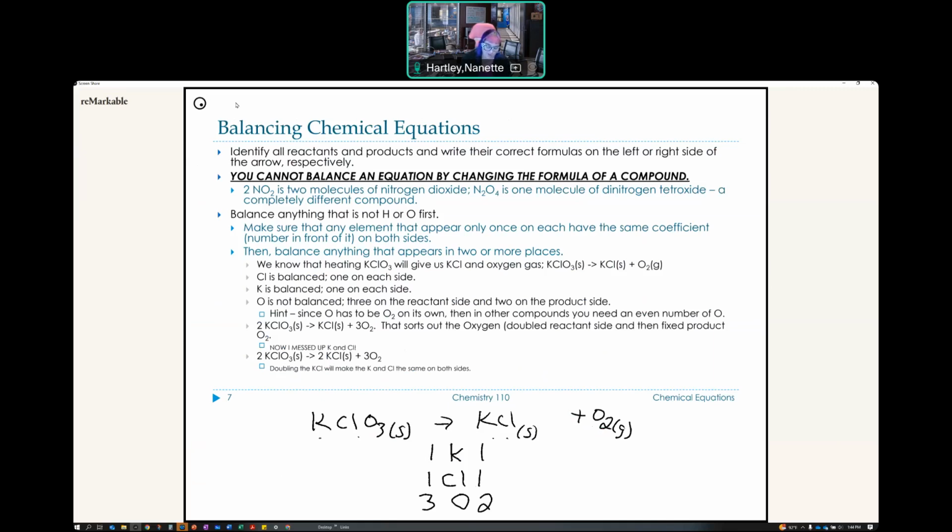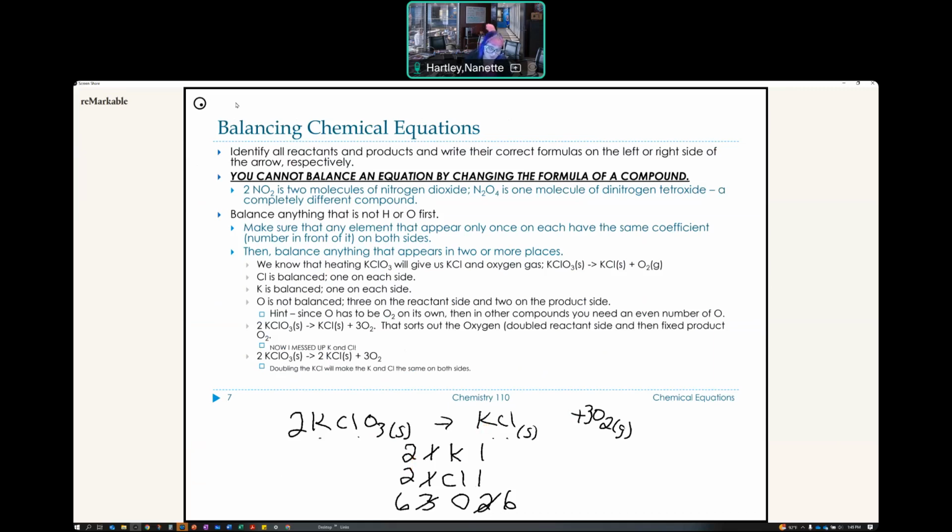Okay. But I can say, all right, if I put a 3 out in front of this, then that changes that to 6. Right? And so then if I put a 2 out in front of that, now I have 6 oxygens. But now I've created a situation where I have 2 Ks and 2 Cl because I changed the number out in front, so I have to change the number out in front of these, right? So I changed those. Now I have to look at this guy, and there's still only one of those.